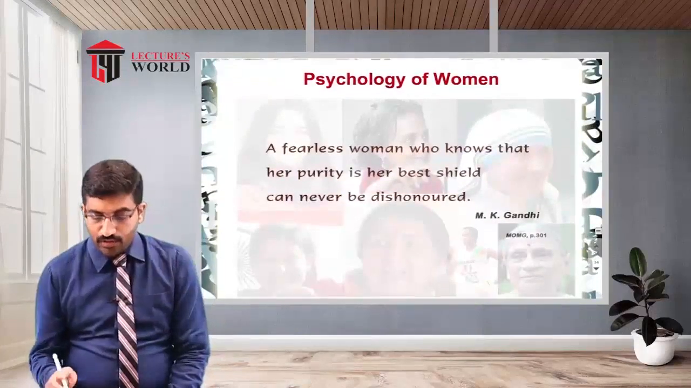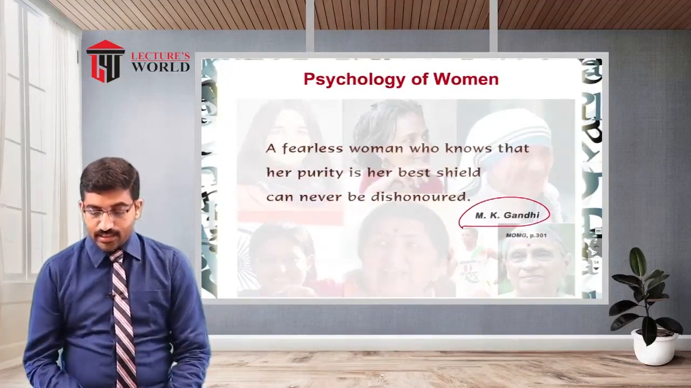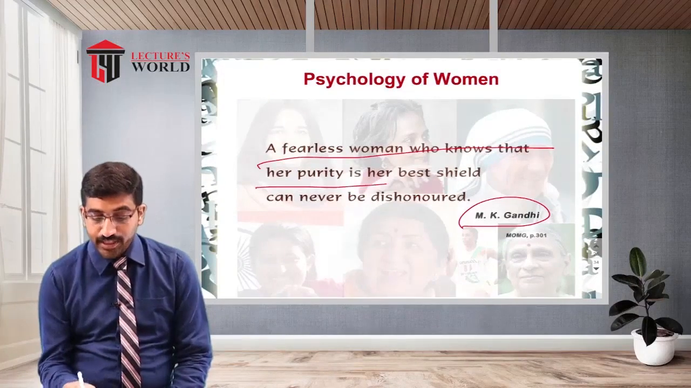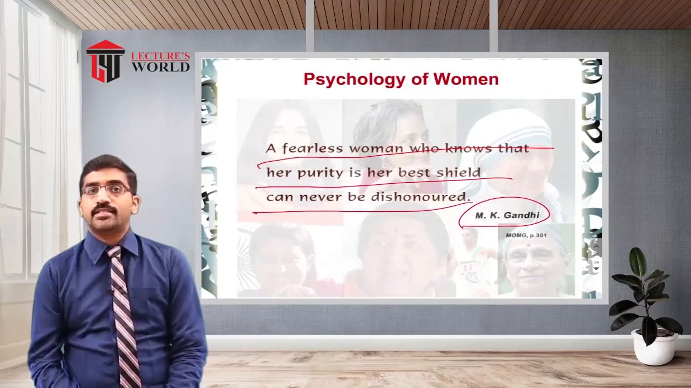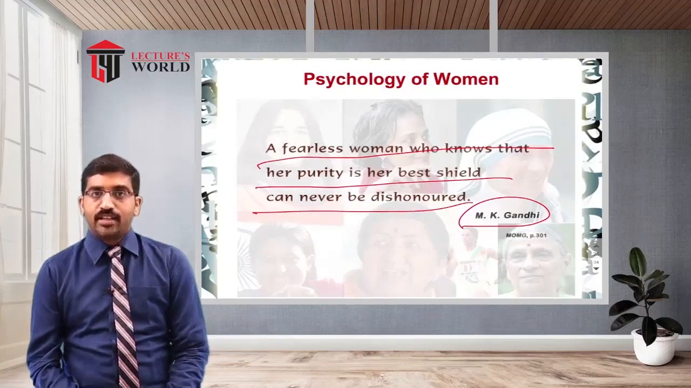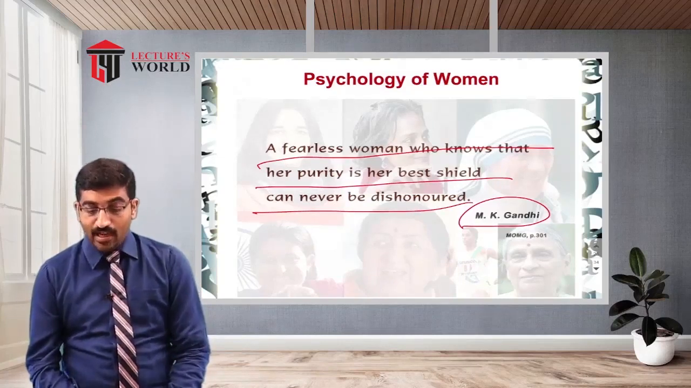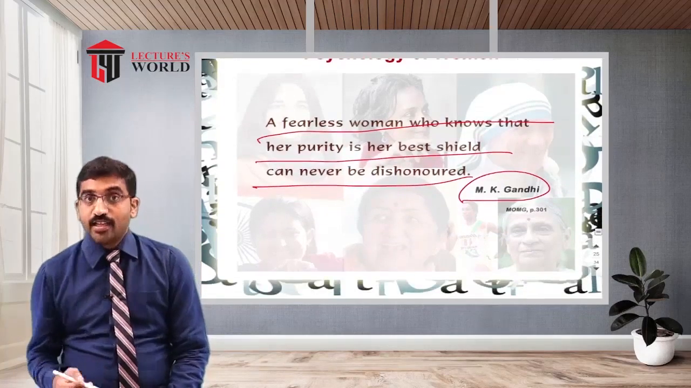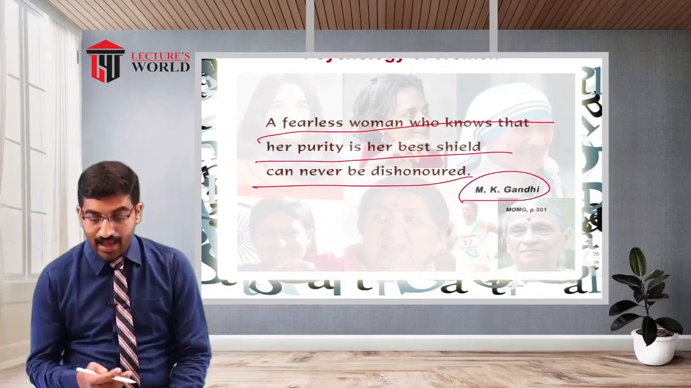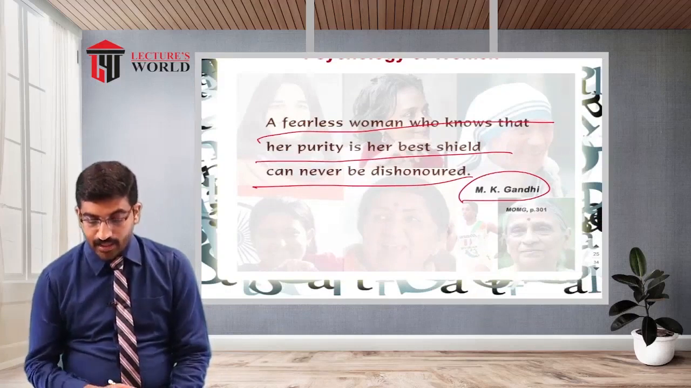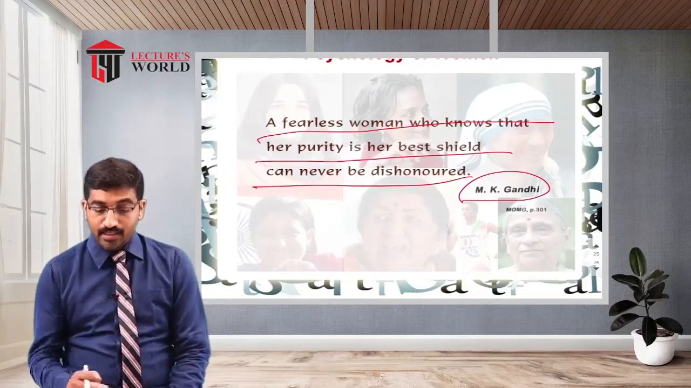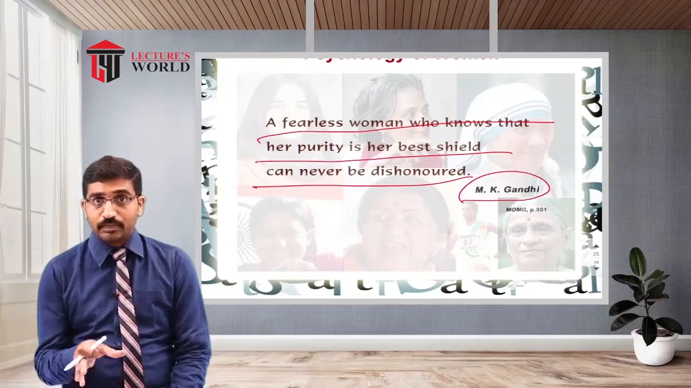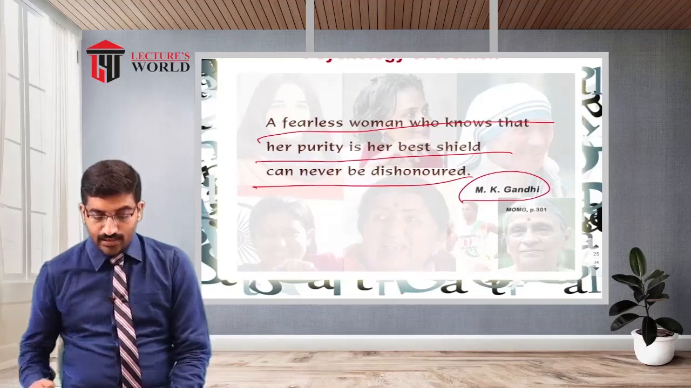Mahatma Gandhi said, a fearless woman who knows that her purity is her best shield can never be dishonored. Purity is important in every woman, so when they feel that they are pure, then they are fearless. You can see different famous personalities in the background also, like Lata Mangeshkar, P.T. Usha, Mother Teresa. So many people, their real personalities, which we consider.